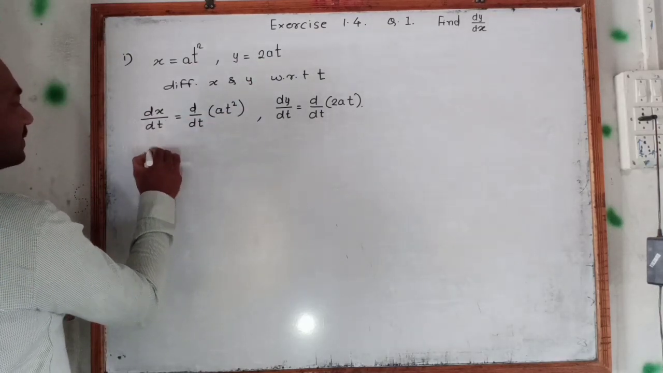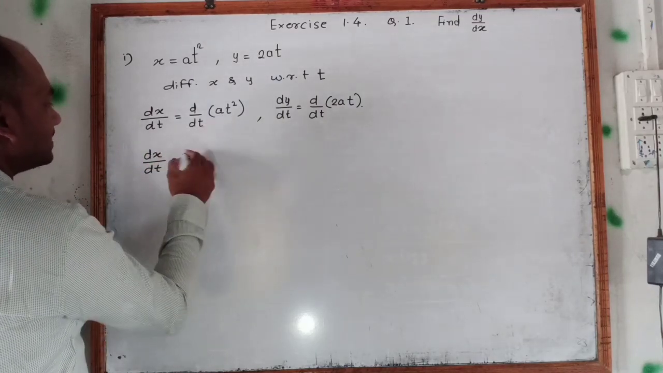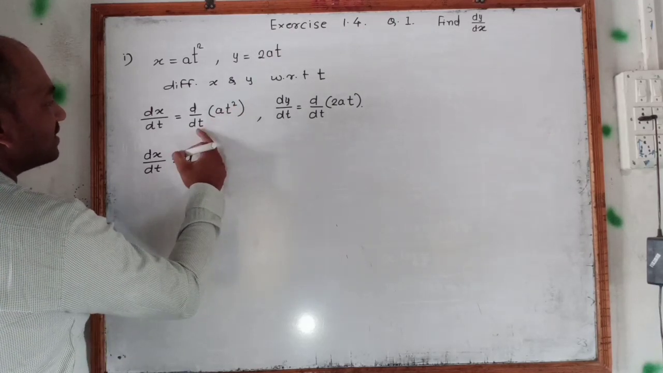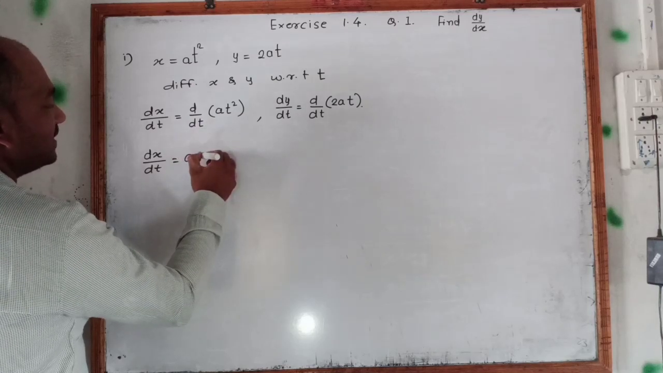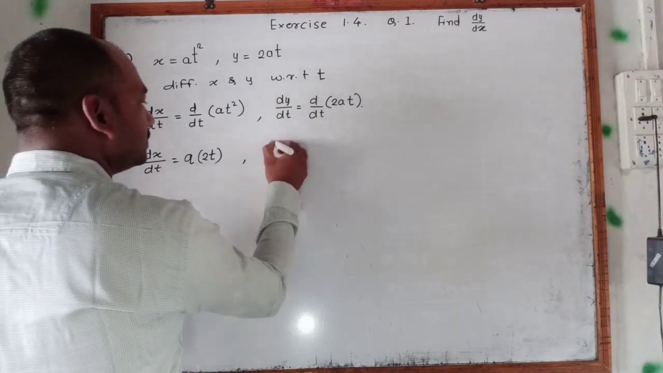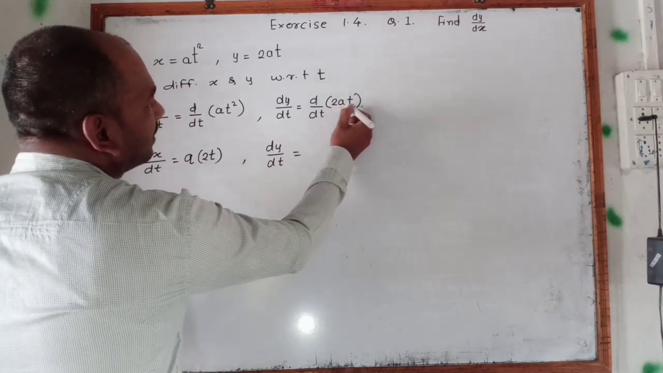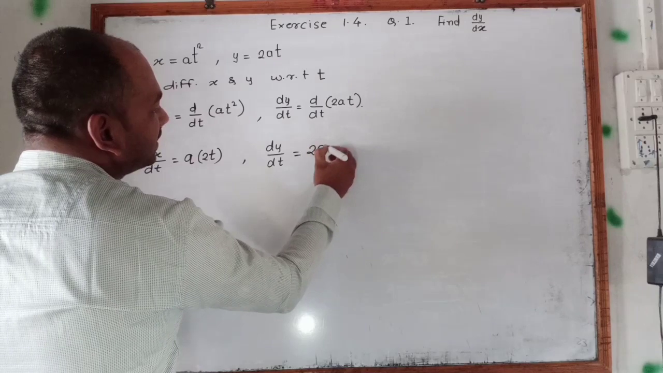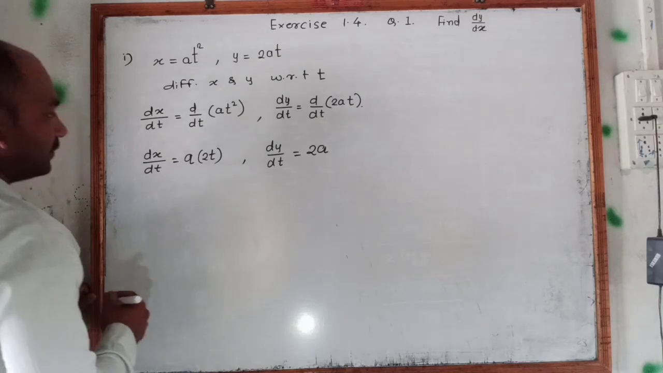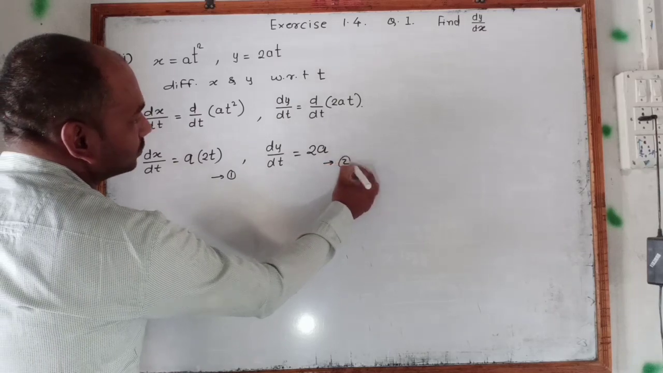Now after this, dx upon dt is equal to, this a is a constant, so we write it as it is, and the derivative of t square with respect to t is 2t. Now here also dy upon dt is equal to 2a, which is a constant, and the derivative of t with respect to t is 1. So finally we have equation 1 and equation 2.